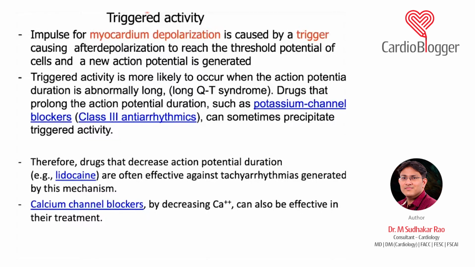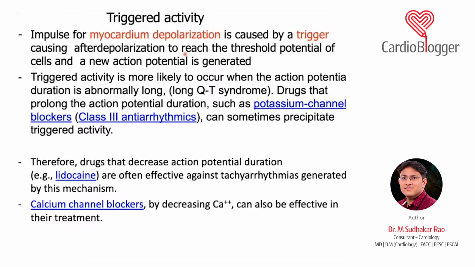Now let's go to the next important thing, which is the triggered activity. I think triggered activity is something which most of you will know because it is related to phase 2 and phase 3 of the cardiac action potential. Phase 2 is because of equal potassium exit and calcium influx, whereas phase 3 is because of potassium exit out of the cell. So let's discuss this triggered activity.